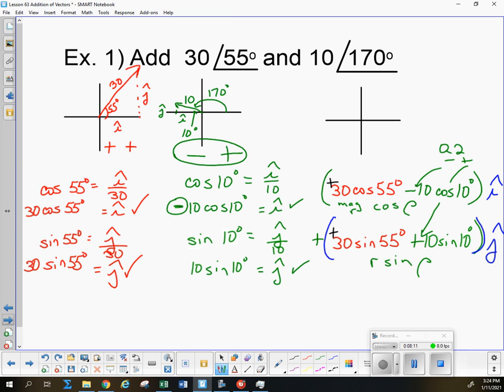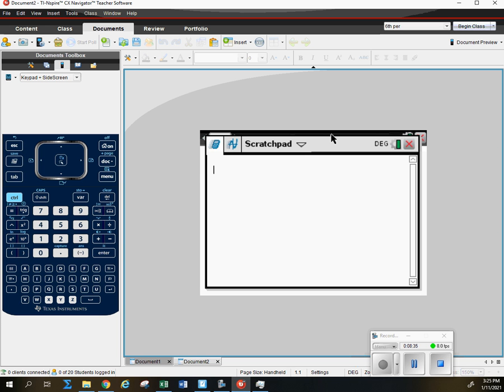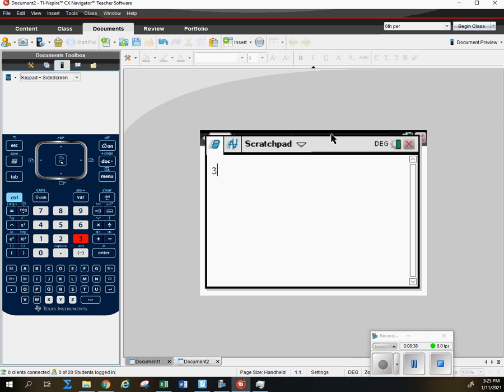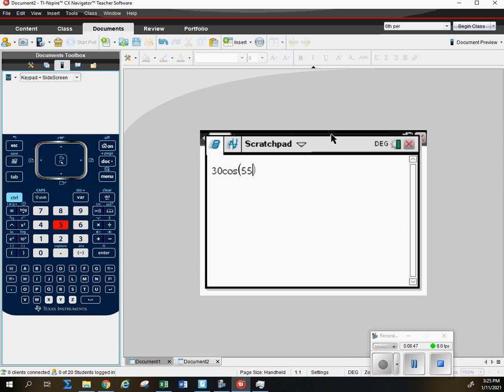Now we need to punch this into our calculators. So we're going to type all at once this whole line, 30 cosine 55 degrees minus 10 cosine 10 degrees. So let's go to the calculator and do that. And we can be either in a document or we can be just in our scratch pad, some kind of calculator page. Type in 30 cosine, so trig, and then we go over so that we get to cosine and push enter, and then the 55, and I'm double checking, my calculator does say DEG in the top right corner, so I know I have degrees.